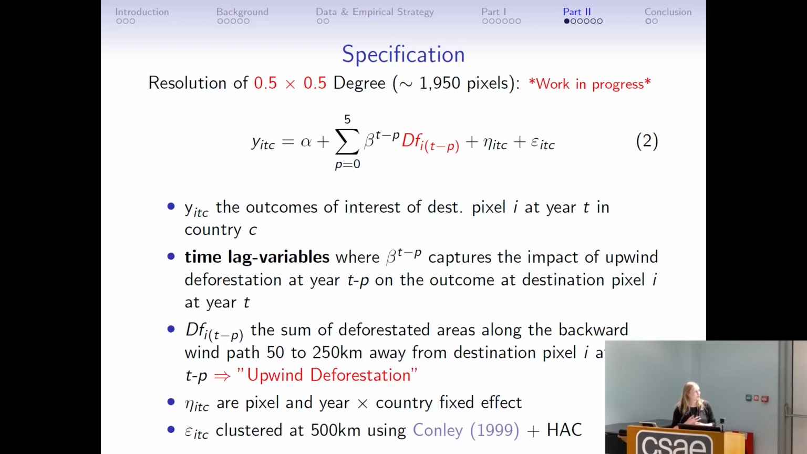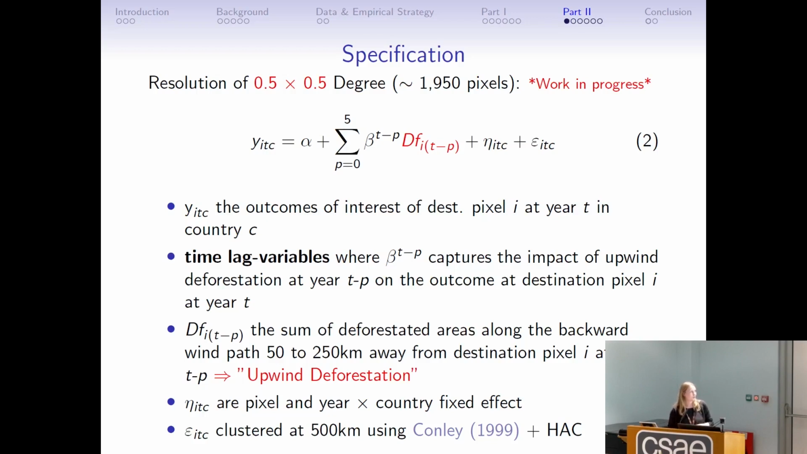And we are going to take into account time lag variables, because the impact of deforestation at time t could impact the development outcomes at t plus 1, t plus 2, etc. So we look at 5 periods onwards, and we have again pixel and year times country fixed effects. We cluster the standard errors using Conley clustering to account for spatial autocorrelation, and we also add HAC clustering, to account for time and spatial autocorrelation of the standard errors.